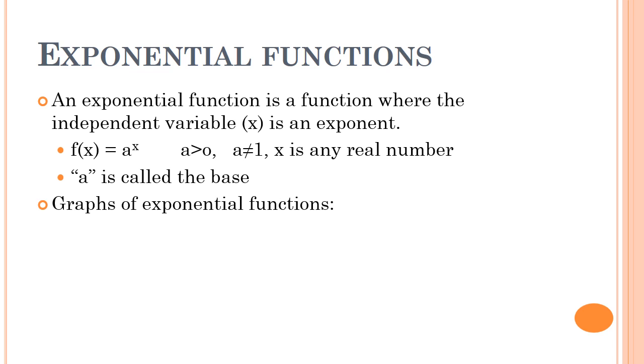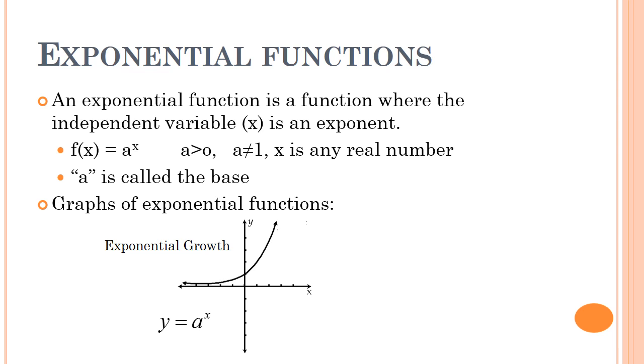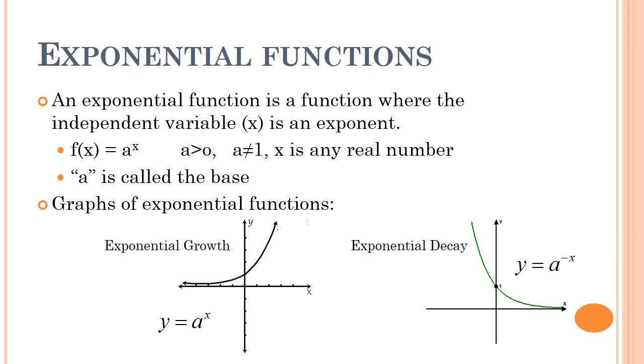A is called the base, and the basic graph looks like this. Y equals a to the x. This is considered an exponential growth function because as you look at it from left to right, it's increasing. And this would be an exponential decay function because as you look at it from left to right, it's decreasing. Notice that both of them cross the point (0, 1). Also notice that the x-axis is a horizontal asymptote.